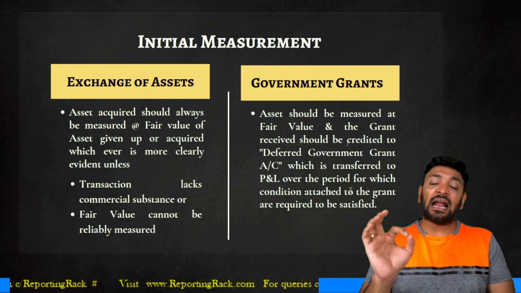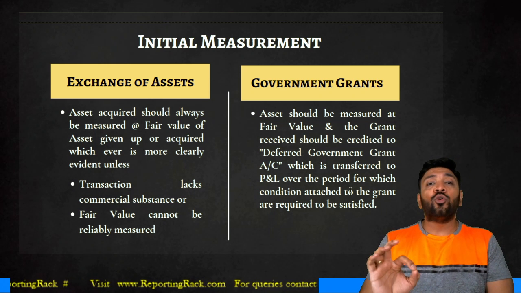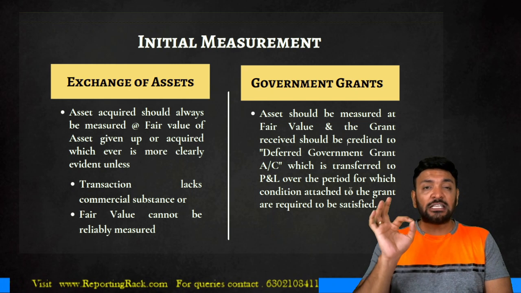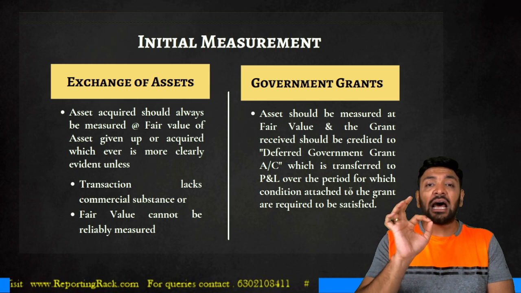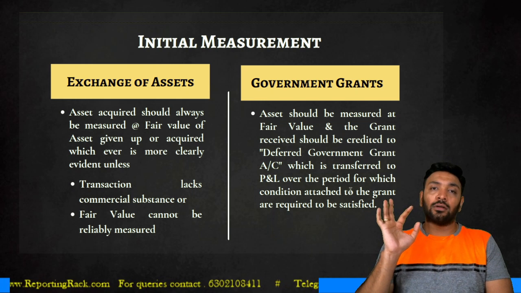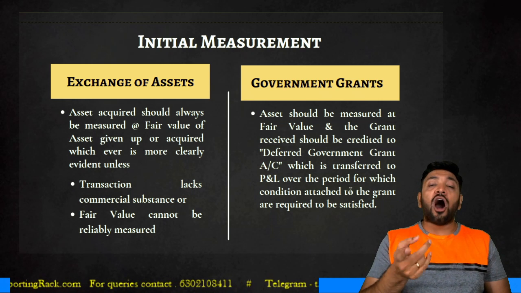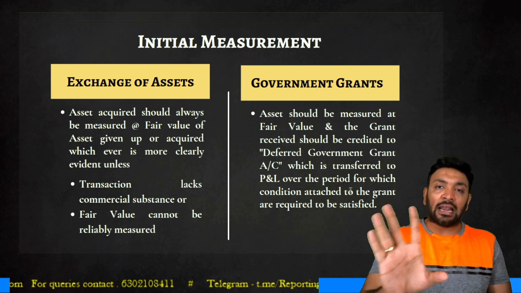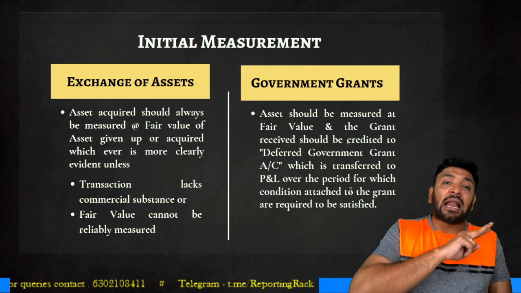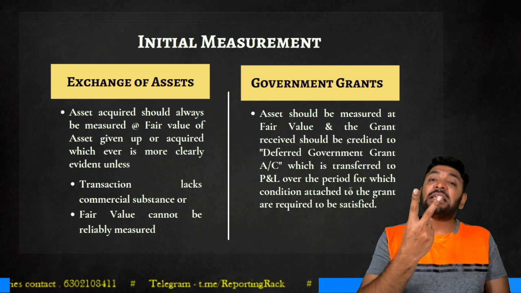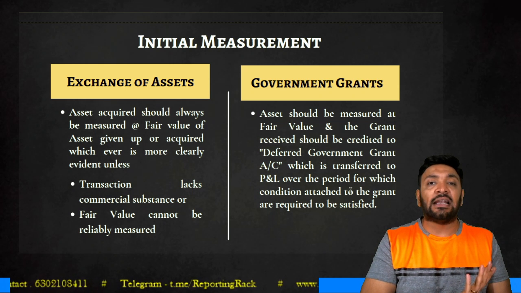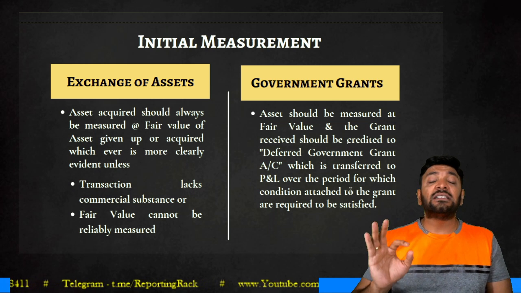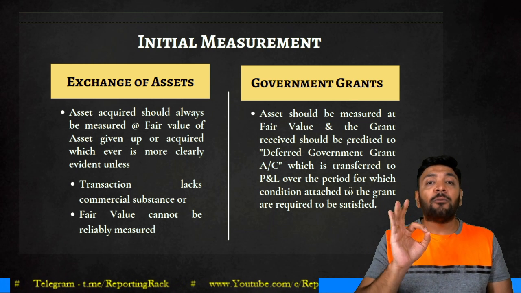This deferred government grant should be credited to P&L over the useful life of the asset, over the period for which the conditions attached to the grant are expected to be satisfied. Clear? The alternative treatment suggested by IND AS 20 is to recognize the land only at 1 lakh. Reduce the government grant from the cost of the asset. 10 lakhs asset, 2 lakh grant, recognize the asset only at 8 lakhs. This way, I can recognize it as per IND AS 20. This is regarding acquisition of an asset from government grant.